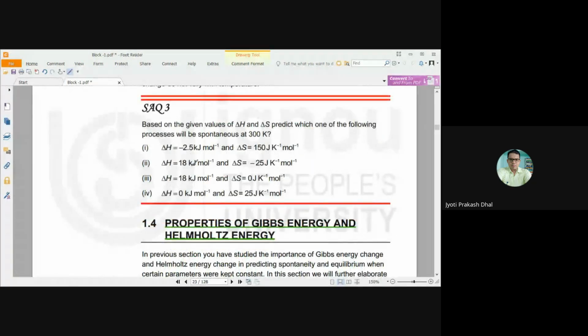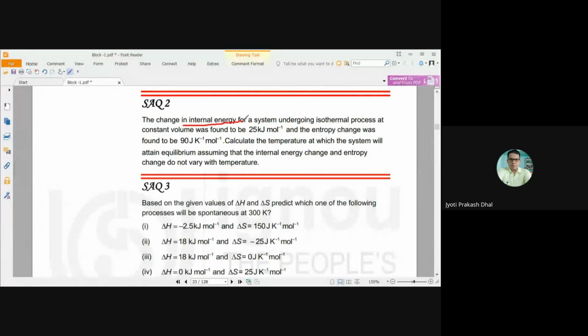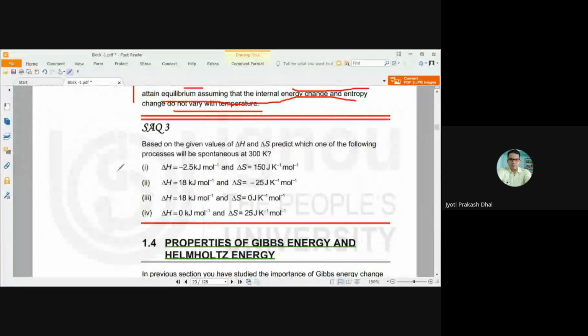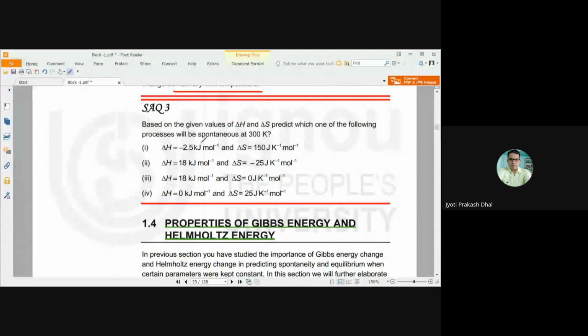And similarly, another question is there. In this, the change in internal energy of a system undergoing an isothermal process at constant volume was found to be this, and the entropy change was found to be this. Calculate the temperature at which the system will attain equilibrium, assuming that internal energy and entropy change do not vary with temperature. So this is one direct question you can easily solve. And the next question: based on the given values of delta H and delta S, predict whether the following process will be spontaneous at 300 Kelvin or not.